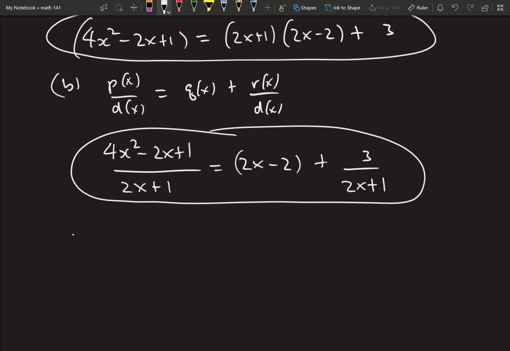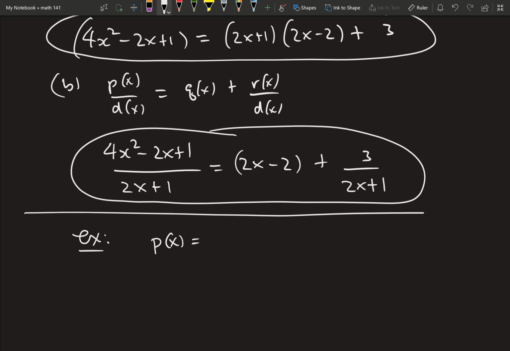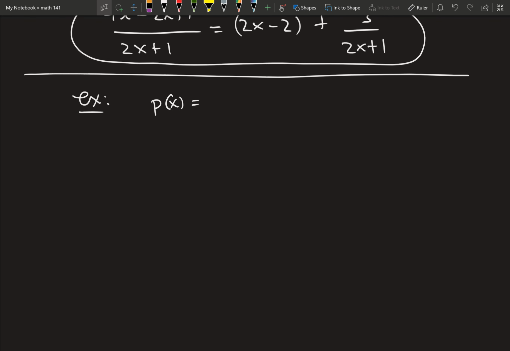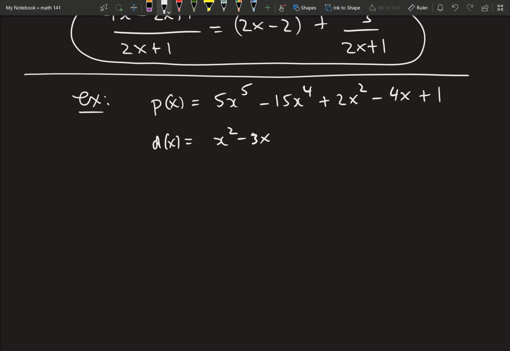Let's just do one more example, and then I'll leave you here with an exercise to try. And here we'll do something a little bit more elaborate. So p of x, new problem here. P of x now is 5x to the 5th minus 15x to the 4th plus 2x squared minus 4x plus 1, and d of x is x squared minus 3x. Okay, so we have a little bit more going on here.